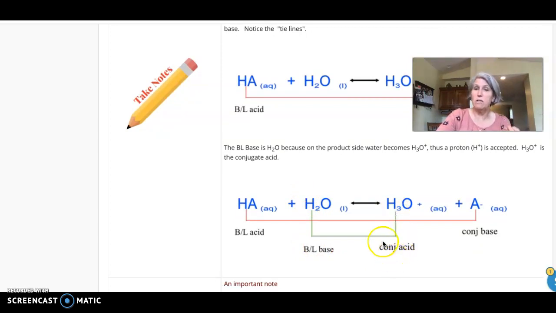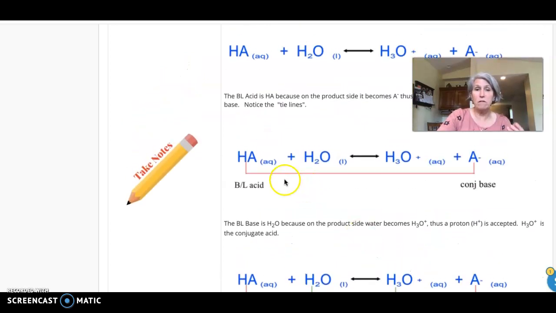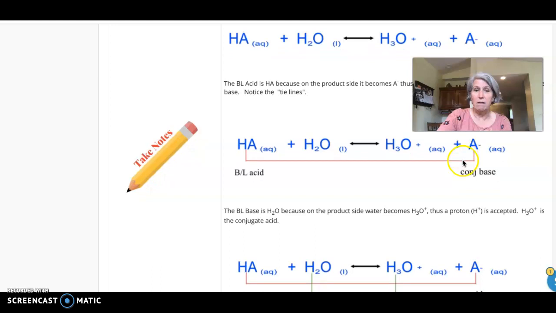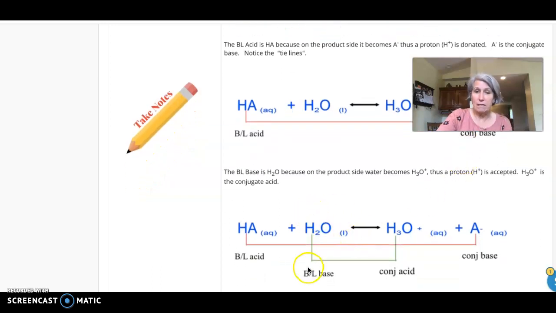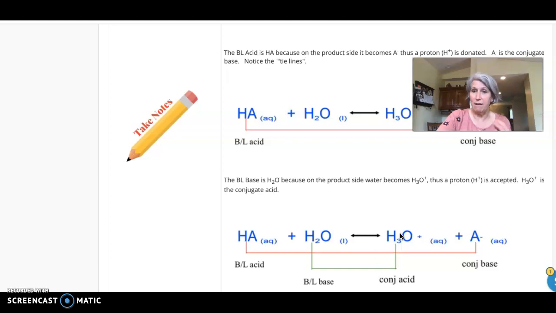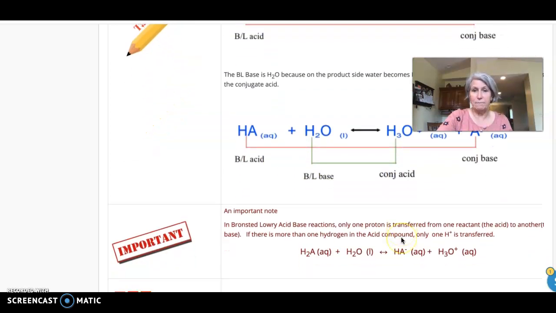Those two definitions, a conjugate base and a conjugate acid, are things that you need to know. A Bronsted-Lowry acid becomes a conjugate base, and you put them together with a tie line, whereas a Bronsted-Lowry base will become a conjugate acid, okay? And you put them together with a tie line.